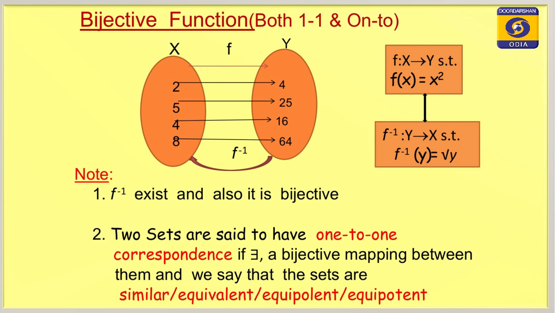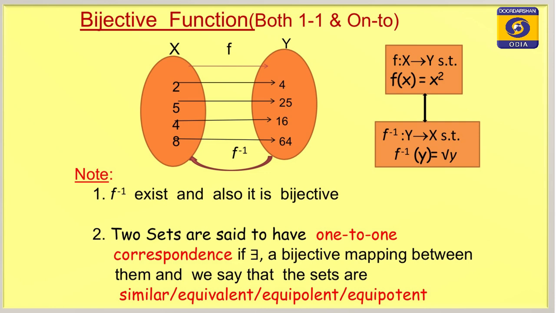As I have already told you, this is the most important type of function. Inverse exists. In the picture you see the inverse function is also written, f inverse from y to x such that f inverse y is equal to root over y. We will discuss inverse function later. Square root of 4 is 2, positive square root. Similarly, positive square root of 25 is 5. So, you see the note: f inverse exists and is also bijective. Not only does the inverse exist, it is also bijective.